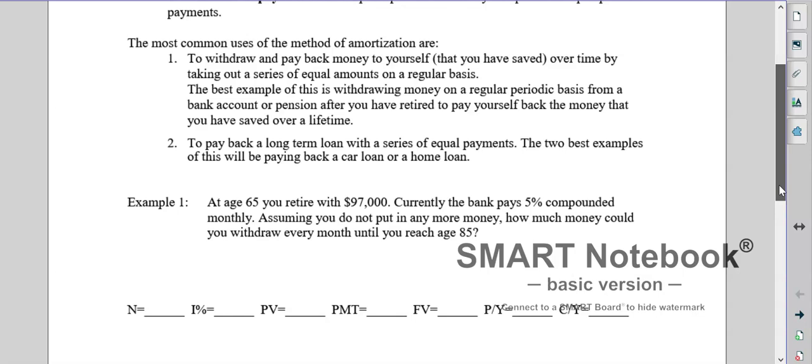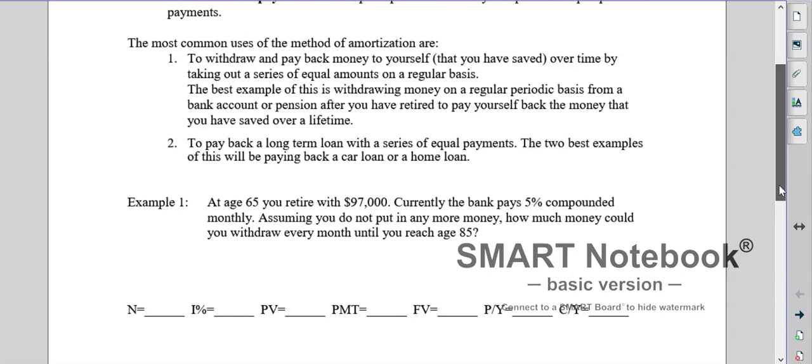Or you're paying off a loan. The most common example here is when you buy a car and finance it, or buy a home, they will give you an amortization schedule, which is basically, over the life of the loan, it will show you exactly every payment, every month, how much is going to principal and how much is going to interest.